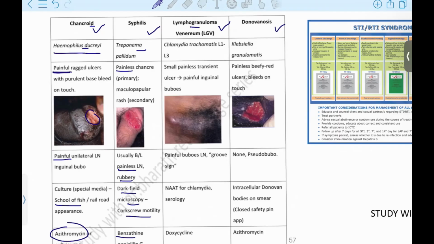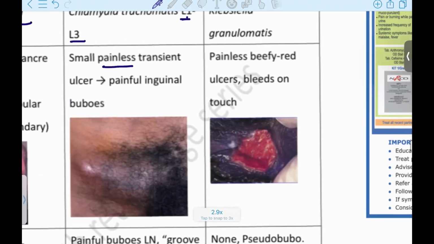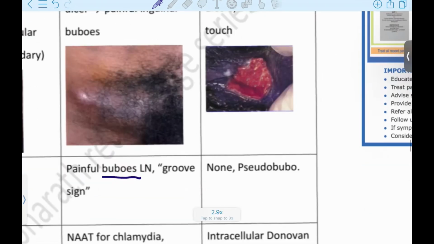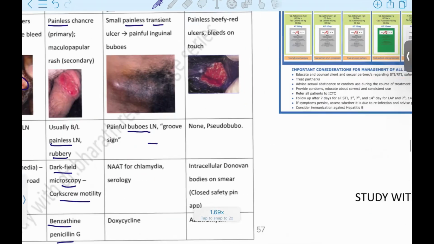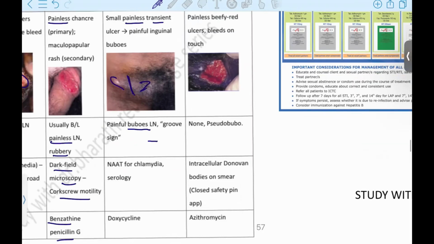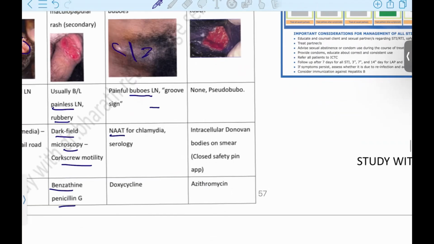Coming to lymphogranuloma venereum. This is due to Chlamydia trachomatis, but the serotypes are L1 to L3. And what are the features? Painful buboes are present, but a painless chancre will be seen. So the ulcer will be painless, but the lymphadenopathy will be painful. And this is the groove sign. So this is the lymphadenopathy; the groove sign is present in this patient. The NAT, the nucleic acid amplification test, is the best one for chlamydia. Next, doxycycline is your drug of the choice.